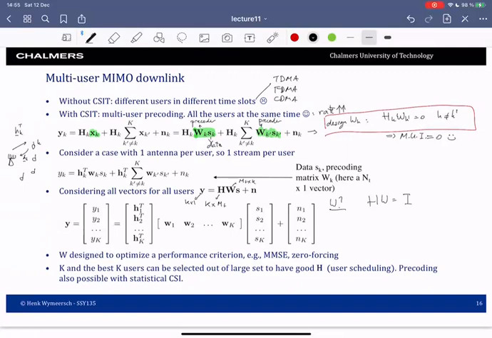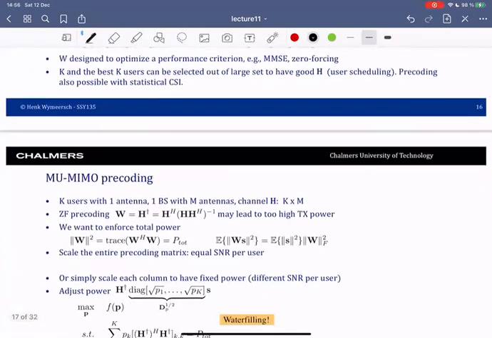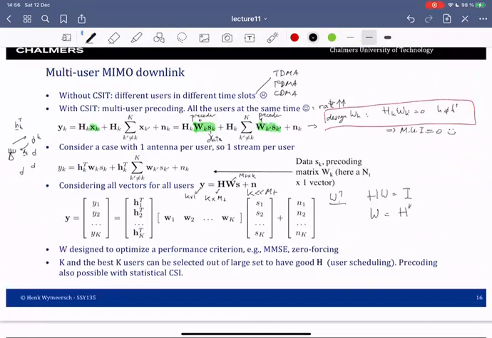And we will now assume that K is much less than the number of transmit antennas, that we have enough transmit antennas available to solve this problem. So that means that W is a very tall matrix, so then we can solve for W as being the pseudo-inverse of H. Now I'm a bit hesitant to write it. Okay, so H Hermitian, H H Hermitian inverse.